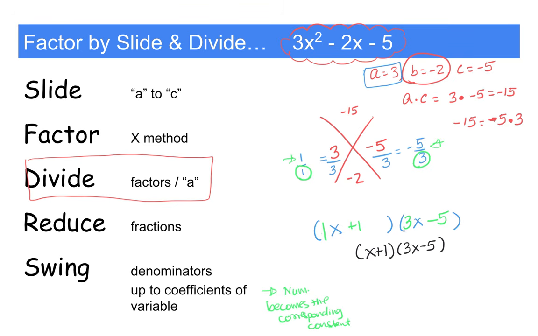We can always check to see did we do it correctly by multiplying it out. And if we do that, we get 3x squared minus 5x plus 3x minus 15. And if I combine my like terms right here, I do end up with 3x squared minus 2x minus 15. Ding, ding, ding, ding, ding. We are doing great, so that is correct.